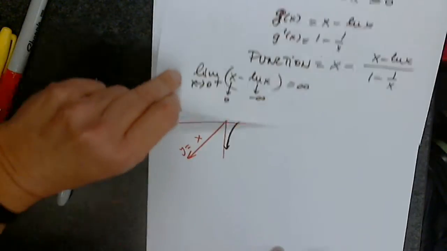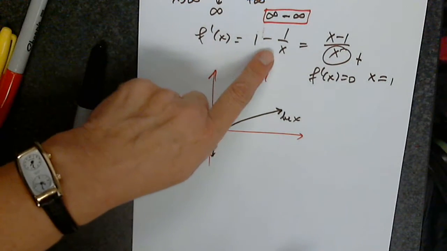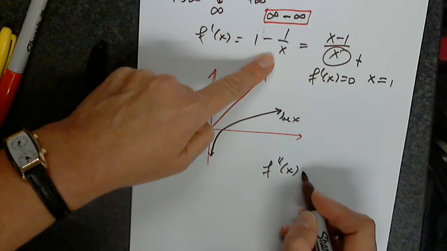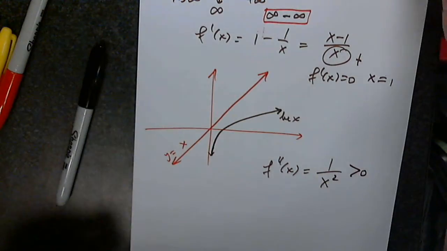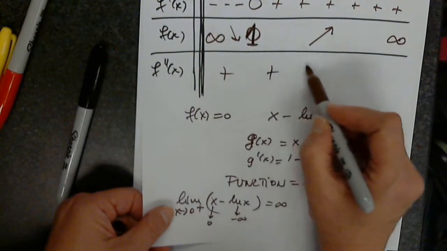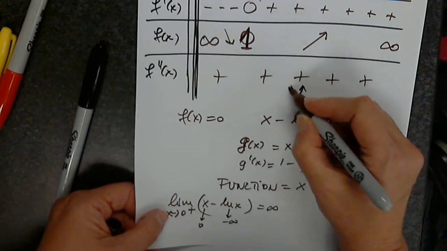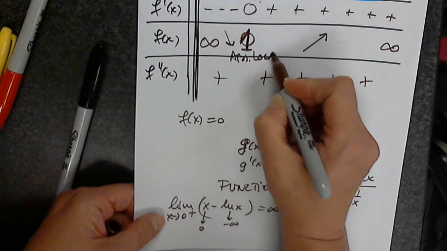So now let's look at the second derivative, which is even easier than the first. But of course, I will differentiate this one. So the second derivative is 1 over x squared. Always positive, as expected. Okay, so it opens up. So this is an absolute and local min.